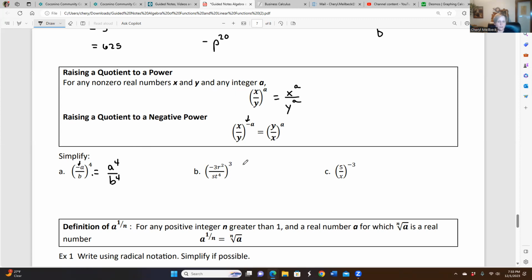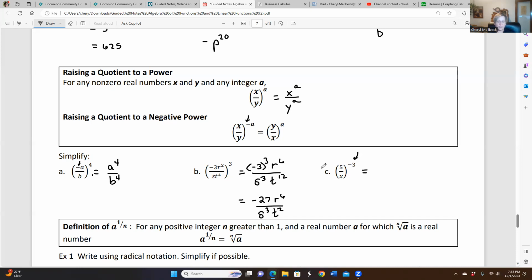Here, if we're taking all of these to the 3rd power, we'd have negative 3 raised to the 3rd power, and r squared to the 3rd power. And when you have double exponents, we multiply them. So that will give us r to the 6th. In the denominator, we'll get s taken to the 3rd power, and t to the 4th taken to the 3rd. Double exponents we multiply, so t to the 12th. Simplifying this, we'll get negative 27 r to the 6th over s cubed t to the 12th.